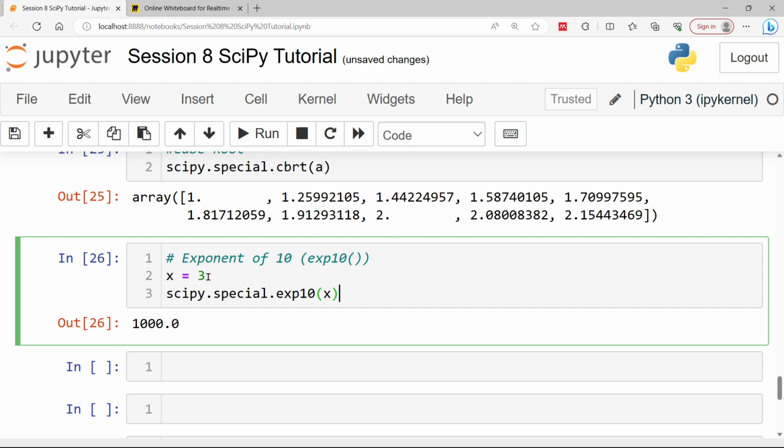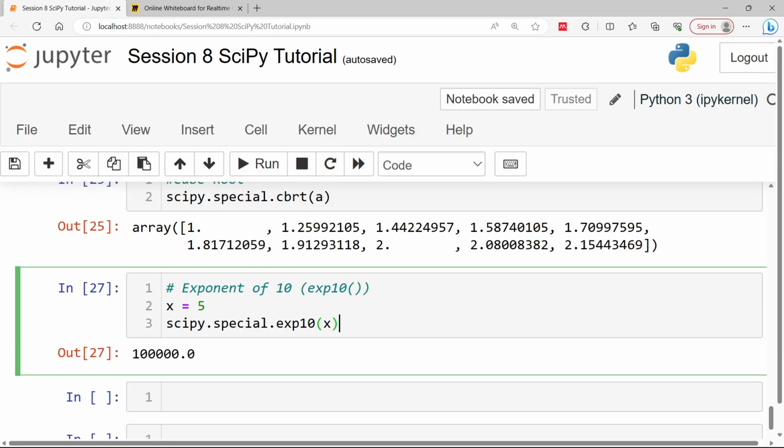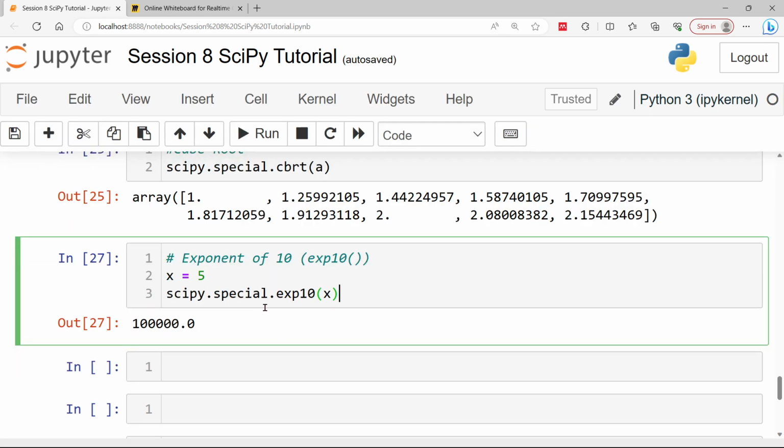10 raised to power this value. If you write 10 raised to power 3, it's 1,000. If I'm having 5, then 10 raised to power 5 will be 1 lakh. Can you see the 1 lakh value at the output? So here we find the exponential of 10, meaning 10 raised to power x.